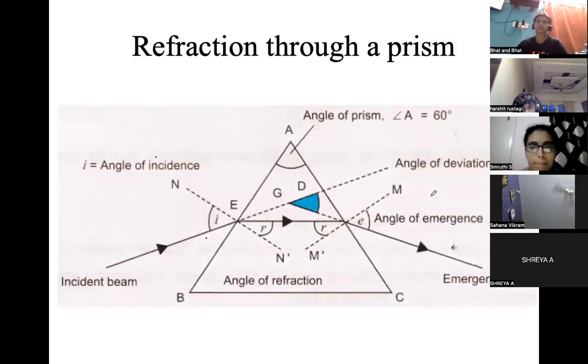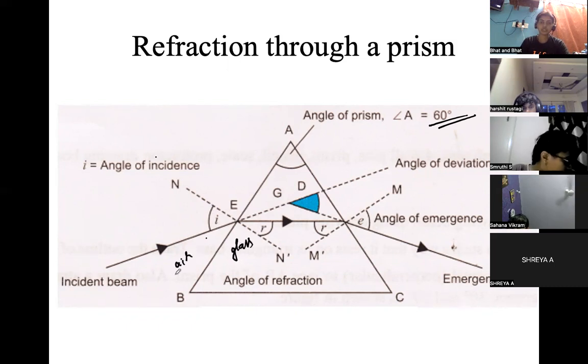Yes. So now for refraction, we have the prism. ABC is the front face of the prism, and angle A is approximately 60 degrees. Now in this prism, what happens? When a light ray is incident, any one color light we are taking, not the white light, any one color light. Okay. So when this light is incident, it is passing from air to glass.